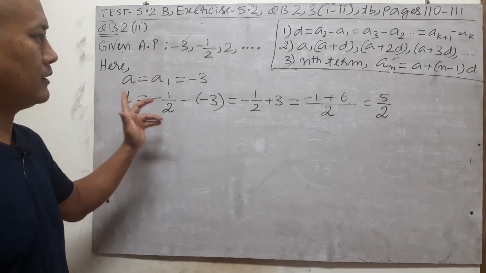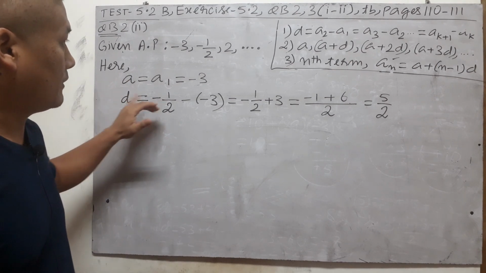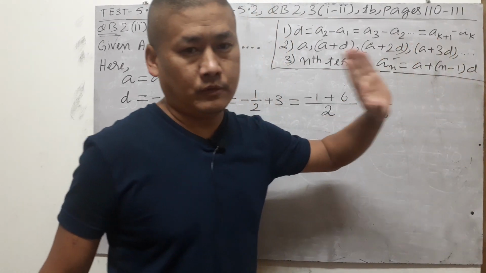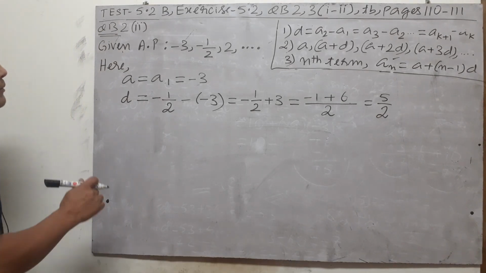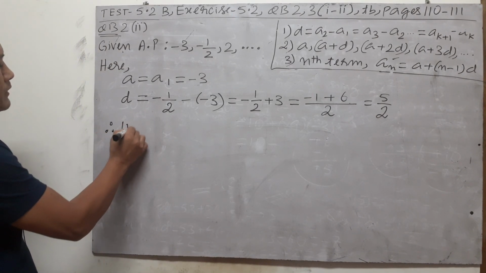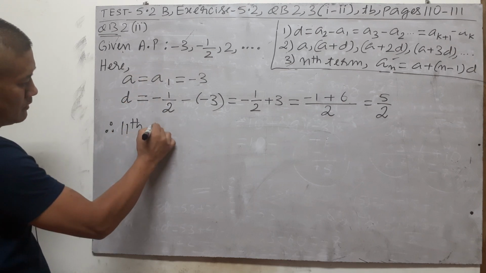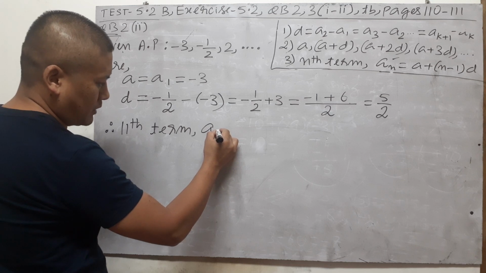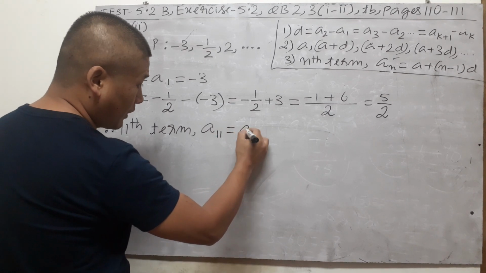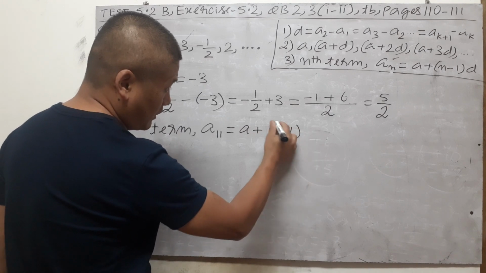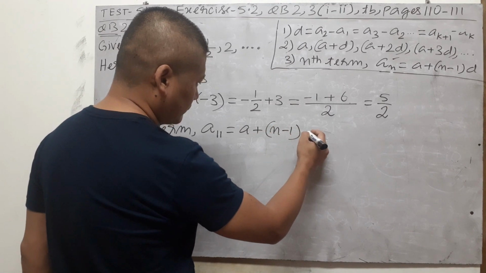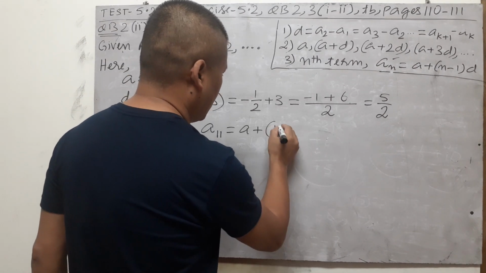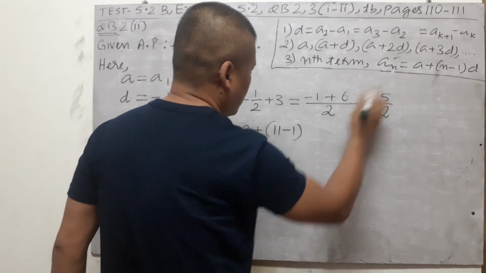And if we have A and D, we can easily find the nth term. The only thing we need is A and D, because n will be specified in the question, the position of the term. So the 11th term of this AP series, 11th term means n is 11, equals A plus n minus 1 into D. Our n is 11, so 11 minus 1, into D.